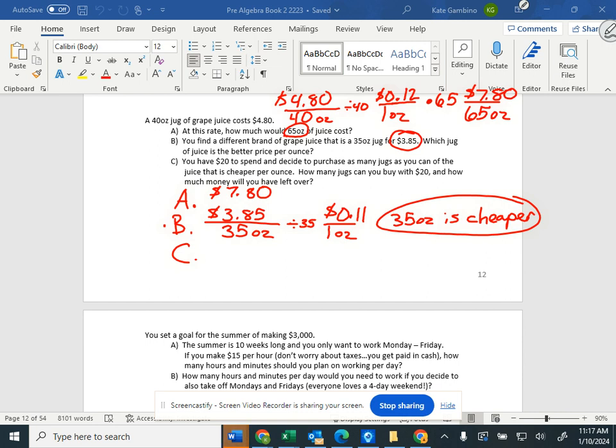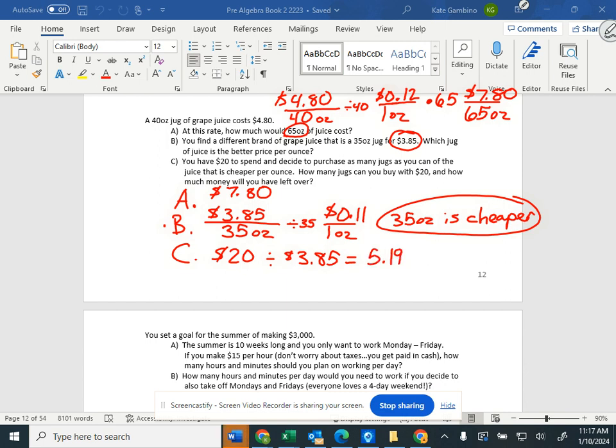Olivia? Divide 20 by $3.85. I'm going to divide my $20 by that $3.85. What do I get? Grace? 5.19. Yeah, 5.19.